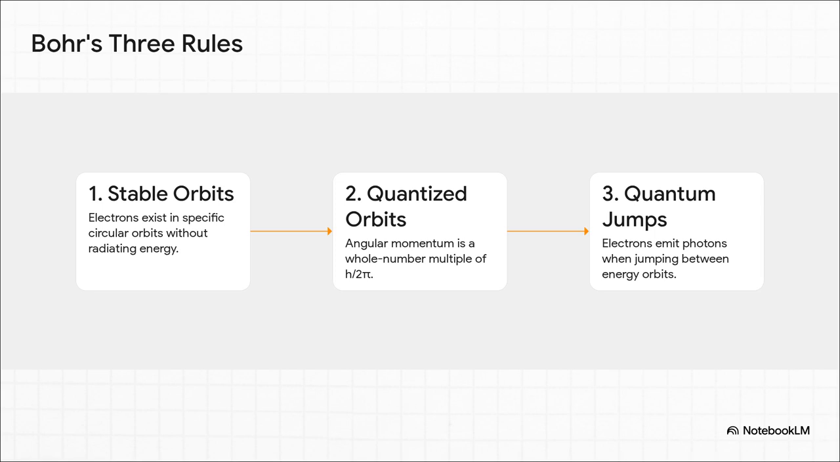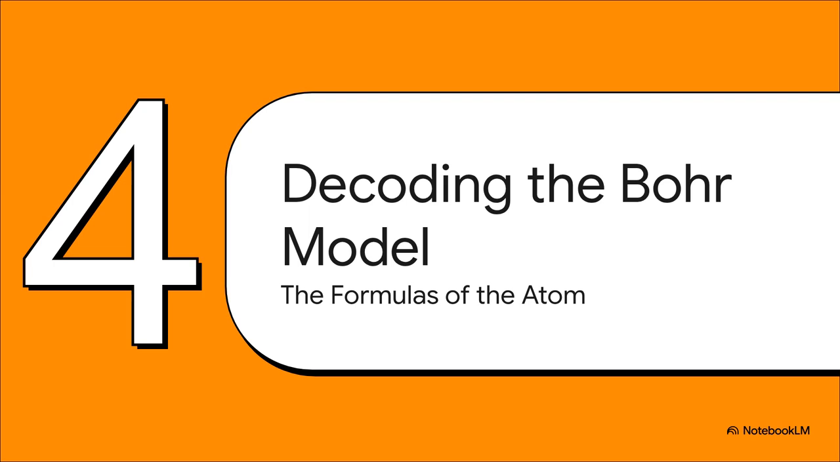And third, the only time an electron emits light is when it jumps from a high-energy orbit down to a lower one. It's not a gradual spiral, it's an instantaneous leap, a quantum jump. Okay, so with these new rules, Bohr wasn't just guessing anymore. He could actually do the math.